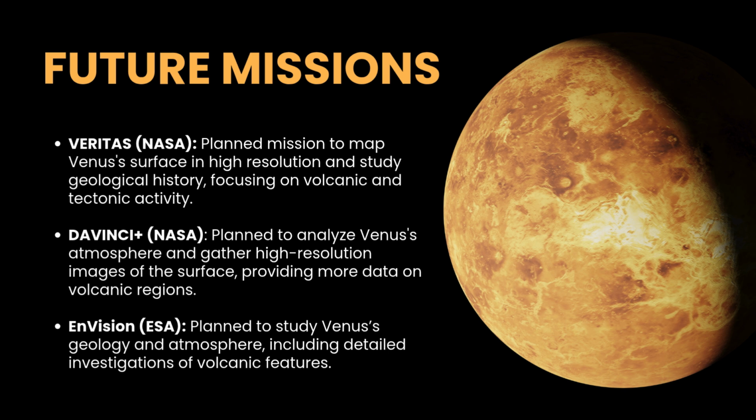Here are the future missions that are planned. The VERITAS by NASA is a planned mission to map Venus's surface in high resolution and study geological history, focusing on volcanic and tectonic activity. DAVINCI, also by NASA, is planned to analyze Venus's atmosphere and gather high-resolution images of the surface, providing more data on volcanic regions.